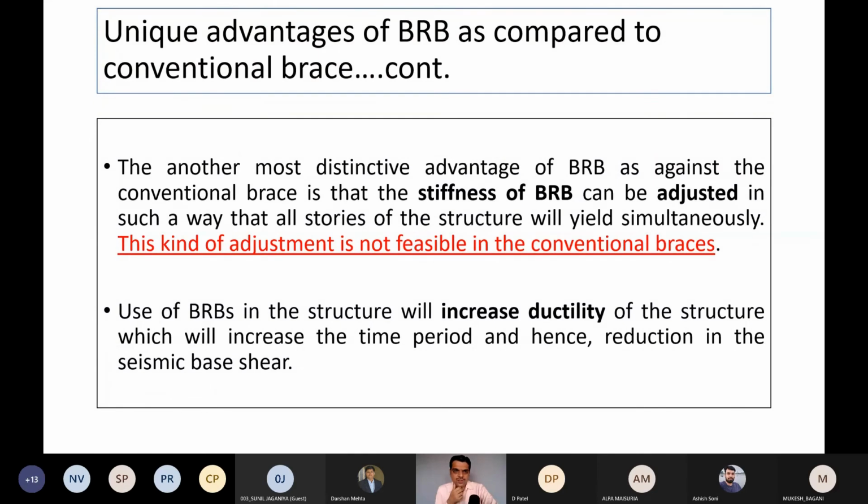Further unique advantages of BRBs as compared to conventional braces: another most distinctive advantage of BRB as against the conventional brace is that the stiffness of BRB can be adjusted. Just now we talked about it, that the stiffness of BRB can be adjusted in such a way that all stories of the structure will yield simultaneously. Now this kind of adjustment is not feasible in the conventional braces. Then finally, use of BRBs in the structure will increase the ductility. As we have discussed, the structure will become more flexible, and because of that the time period of the structure will increase, and hence there is a reduction in the seismic base shear, and because of that it will result in overall economy with respect to the conventional brace.